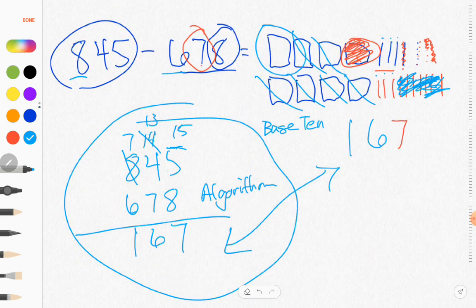I know you're thinking, why don't we just do it the old school way? Well, we want them to have a deeper understanding of why it works. And that's why. Alright, so base 10 versus algorithm. You can see the base 10 does take longer. But if you can get the answer, that's all I'm concerned about.